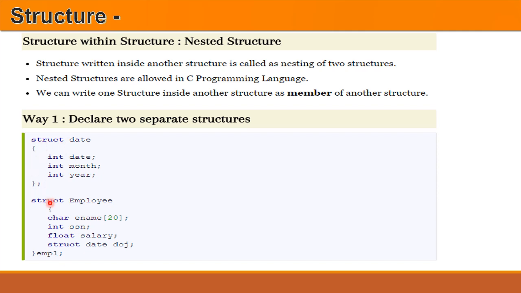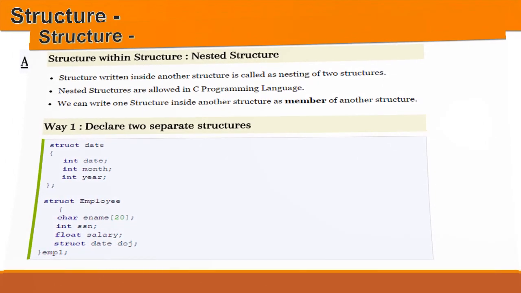Again we define one new structure known as employee. The employee structure contains the information of the employee, such as character ename of size 20, integer ssn, which is the number for the employee, then float salary and struct date doj. So in the structure employee, we are defining a variable of the structure date as its member. This is known as a nested structure, or a structure within a structure.